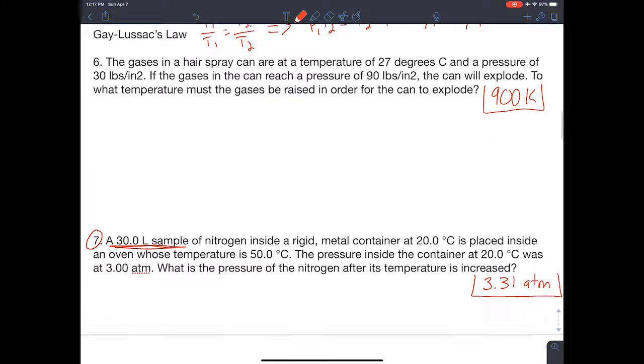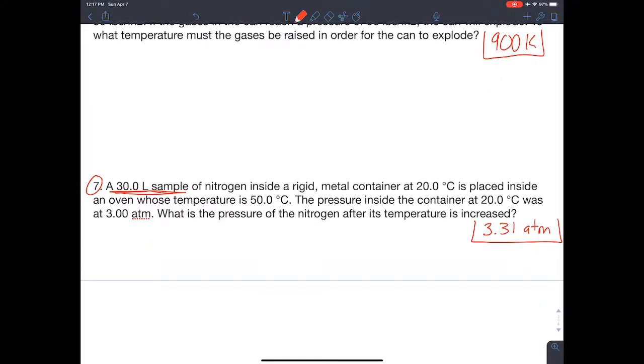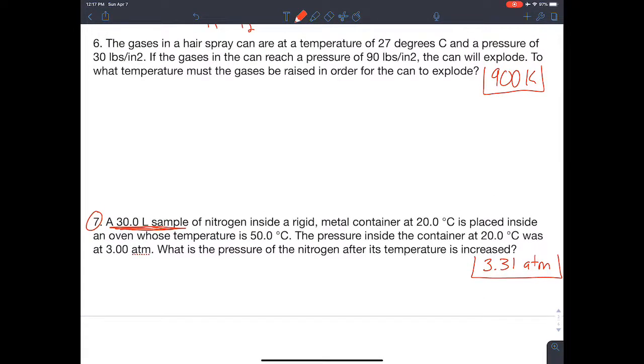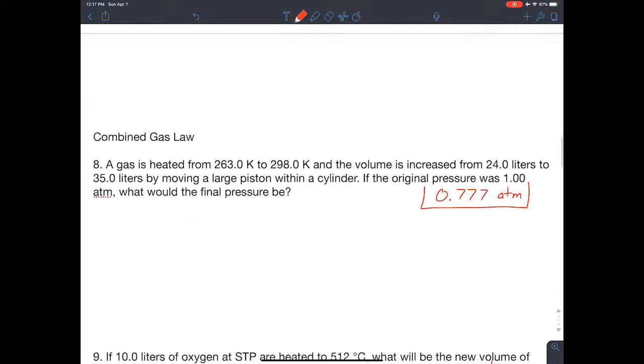This is just pressure and temperature with volume held constant. But that's what it's saying. It's saying it's a 30.0 liter sample, and it stays a 30.0 liter sample. That volume does not change. Okay. So yeah, I think that's pretty much it for those ones. If you have questions, let me know.